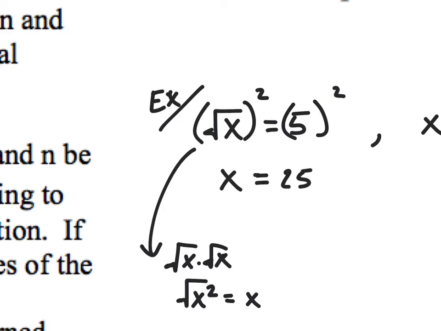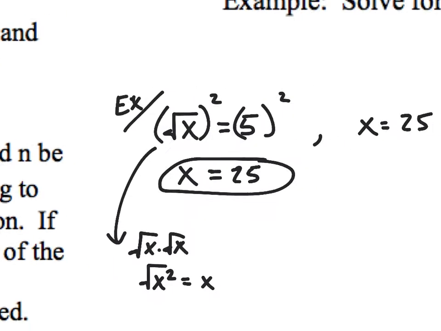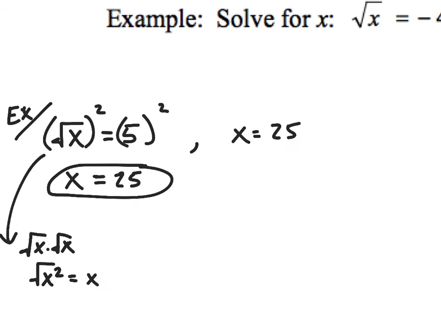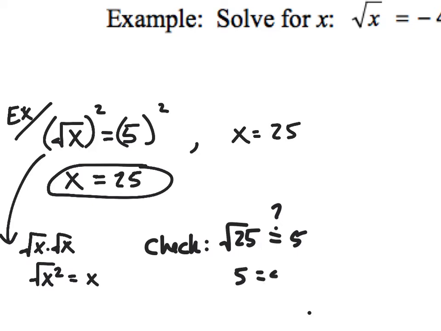Now on these problems, we do want to check our answers, because we may not get what we want. So let's check by plugging the value into our original equation. If I take the square root of 25, do I get 5? Yeah, I get 5 is equal to 5, so we're good.